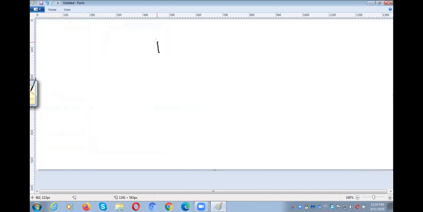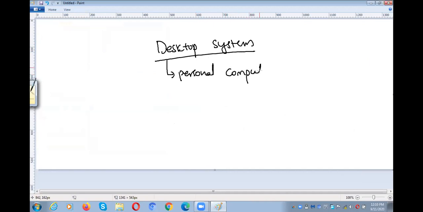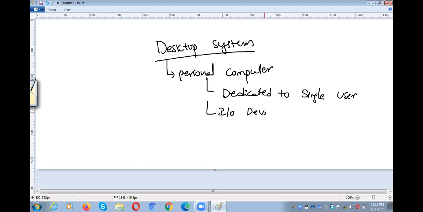Right? And the next variety is a desktop system. So desktop system is nothing but a personal computer. Our personal computer is the best example for desktop system. What is a personal computer? Personal computer means dedicated to a single user, and only one person. Usually our computer is used by us only, right? So it is dedicated to the single user, and it has its IO devices, a keyboard, mouse.